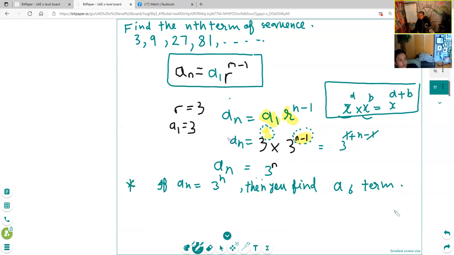Now you should find the sixth term of the geometric sequence. Can you find the sixth term? In formula, this is the formula. This formula is given now. In this formula, you should replace n by 6. Then you can get the sixth term.